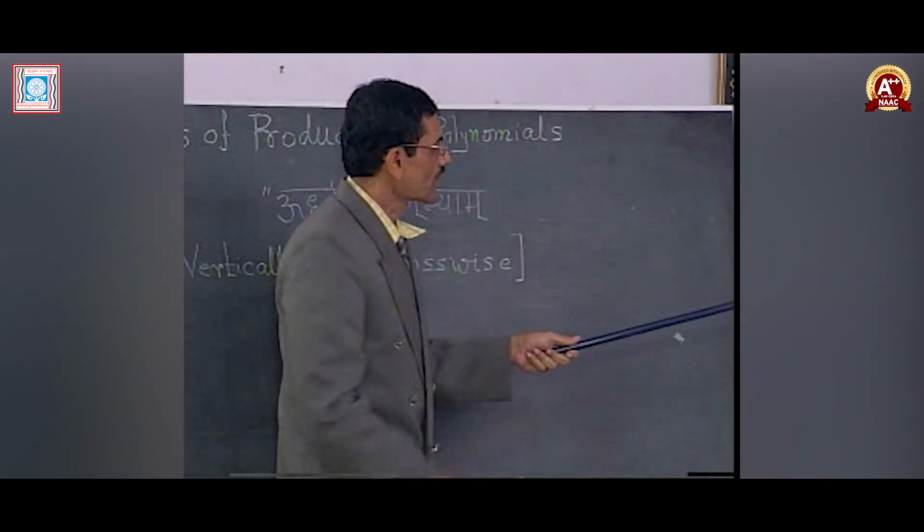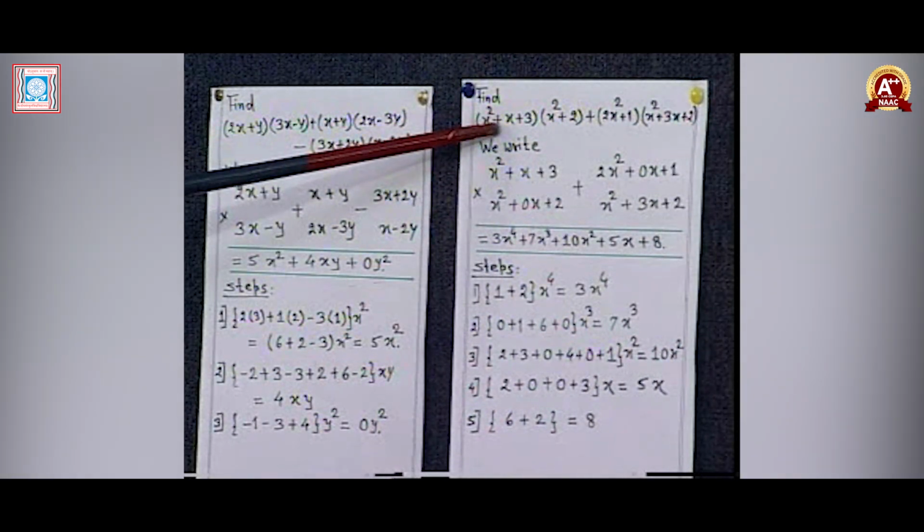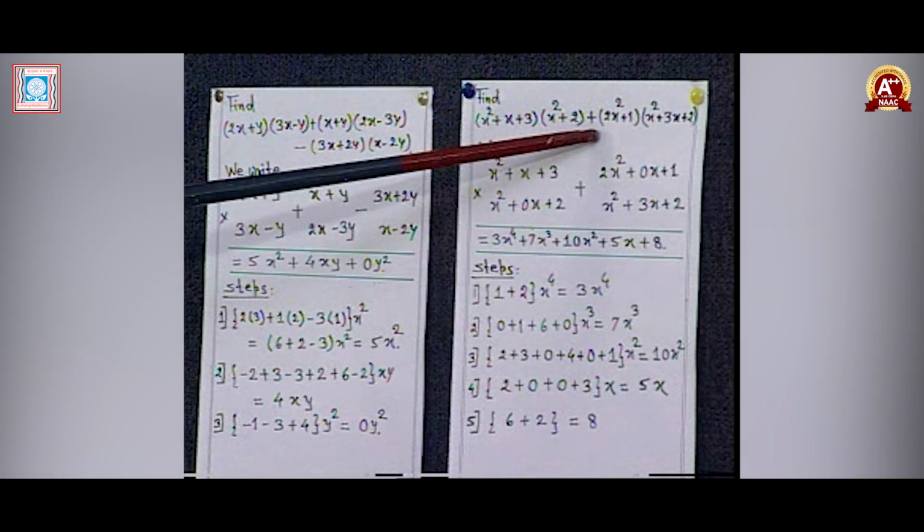Let us come to the fourth example. It is x squared plus x plus 3 multiplied by x squared plus 2, plus 2x squared plus 1 into x squared plus 3x plus 2.